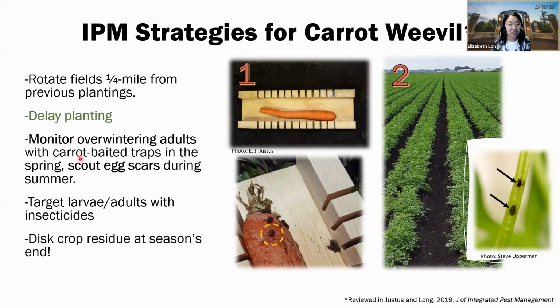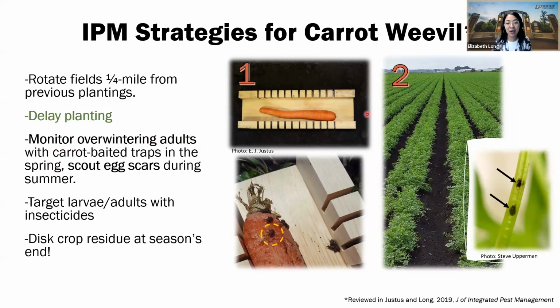Some other key strategies that are so critical, but maybe a little time intensive, are to monitor overwintering adults with these carrot-baited traps, and that's what I have pictured here. And I just want to point out this trap is not a trap that kills the adult weevil. It simply provides something delicious that smells like a food resource early in the season, when again, there's no crops germinating in the field. So the weevils basically come to this trap that you place on the edge of the field, and they smell the carrot.